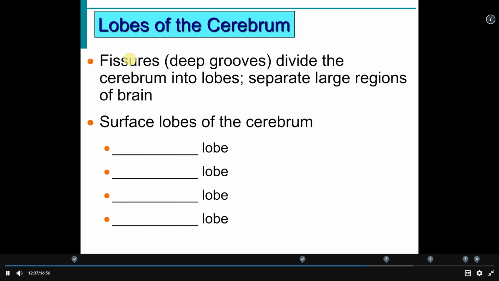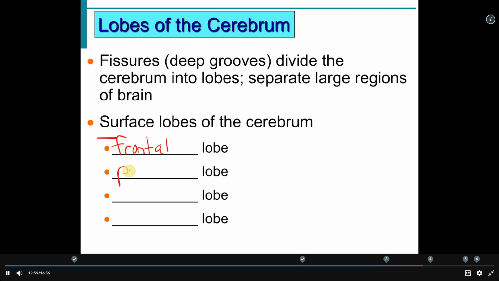But there are other fissures in the brain. Remember, these are deep grooves that separate the cerebrum into lobes. So the first lobe is called the frontal lobe. And of course, the frontal lobe is underneath which bone? Well, if you guessed the frontal bone, you would be correct.